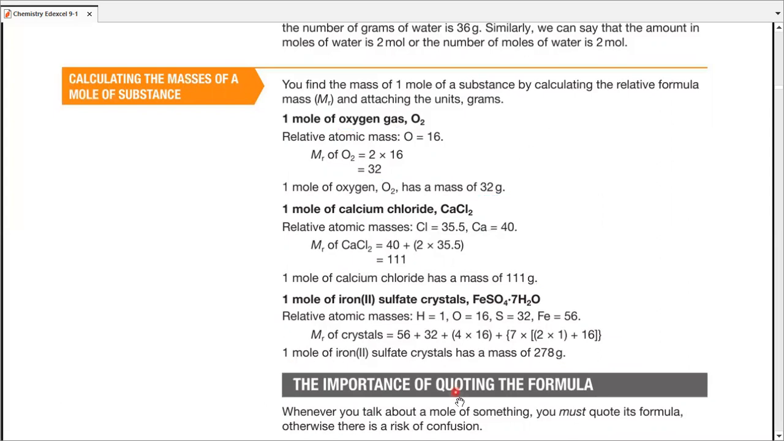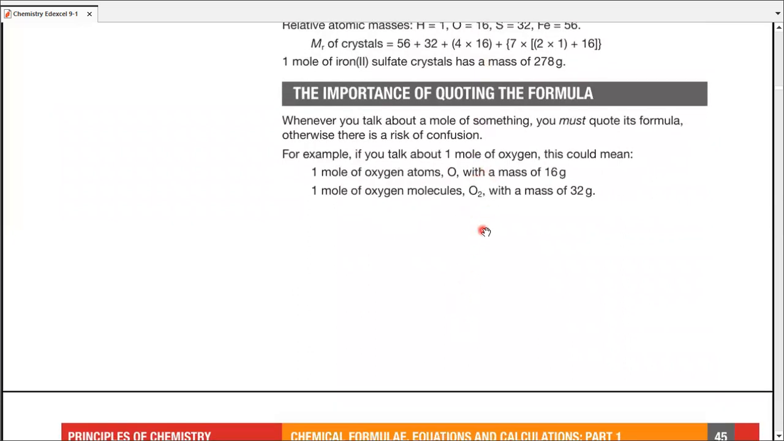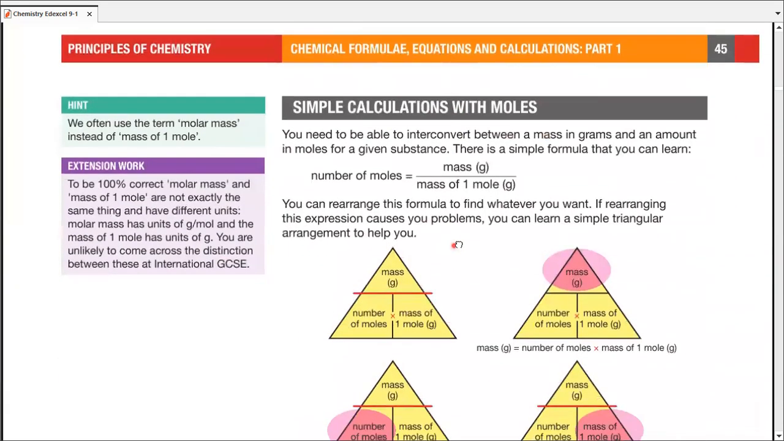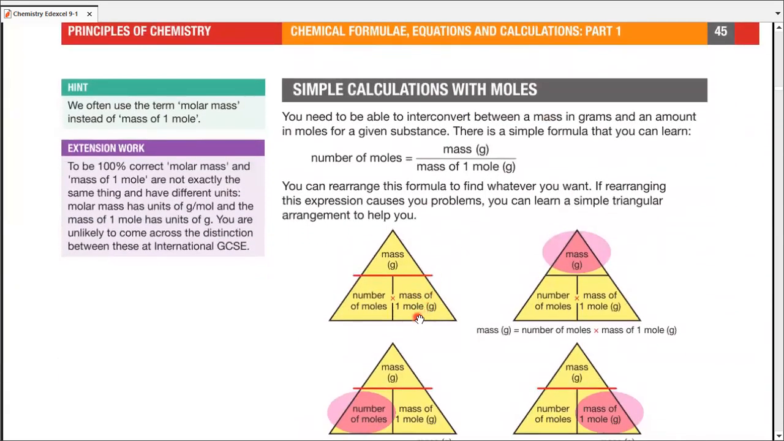Then we understood the importance of quoting the formula. If we're going to do it with the help of a formula for moles, it would be easier for us. So we simply jumped on to the simpler calculations for moles with the help of the formula, number of moles, for which the unit is mole itself. Without writing an s, this becomes a plural unit. The mass is taken in gram, the mass of 1 mole is taken in gram too, but instead of mass of 1 mole, I told you that we're going to use the term molar mass.